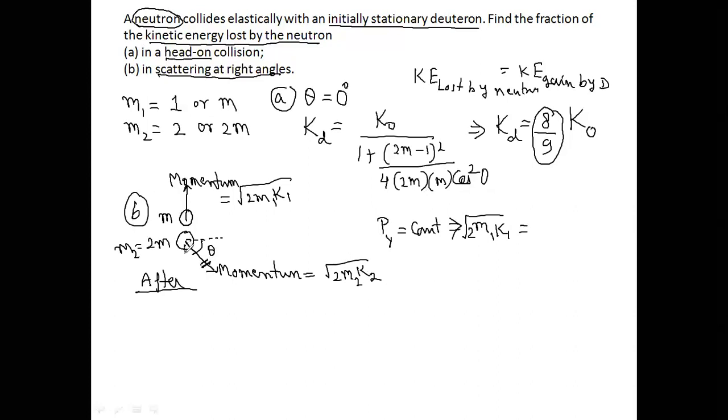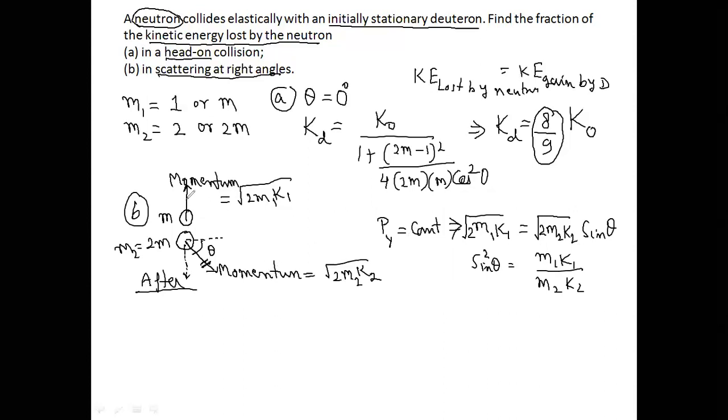The y component of this momentum will be in the downward direction, and the two momentums on the y-axis in opposite directions must cancel each other for the conservation of linear momentum in y direction. So it should be root of 2 m2 k2 times sine theta. And from here you can get the value of sine theta, and of sine square theta as m1 k1 over m2 k2.